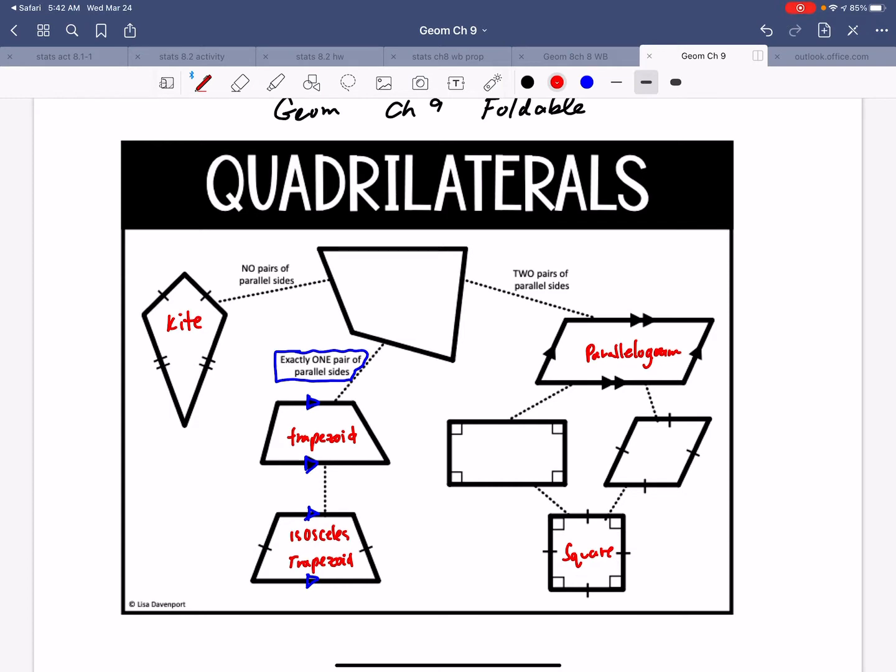And then a parallelogram is by definition two pairs of parallel sides. So that's why we're seeing here two pairs of parallel sides. And all these, even though it's not marked, all these do also have two pairs of parallel sides because they are under the family tree of parallelograms. So all of these are quadrilaterals, right?